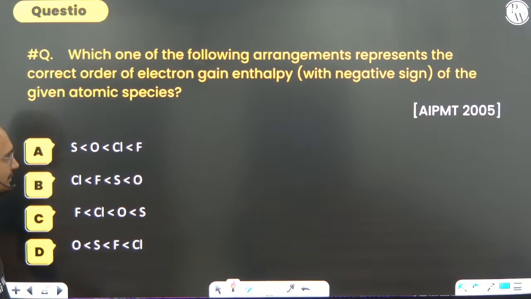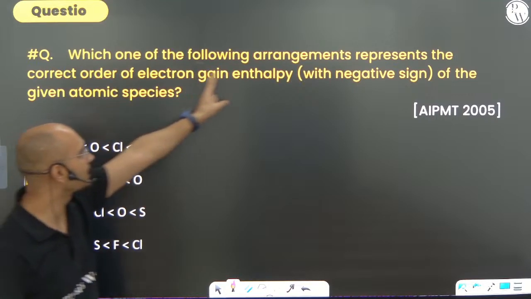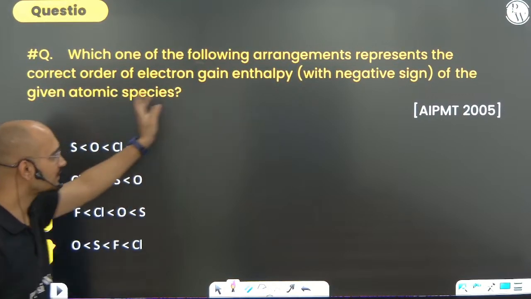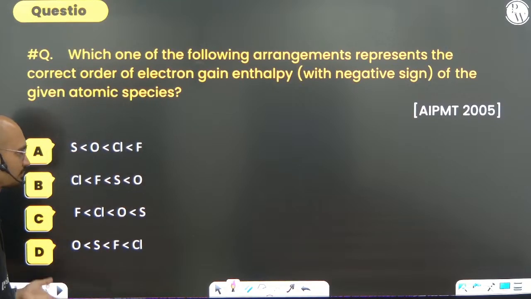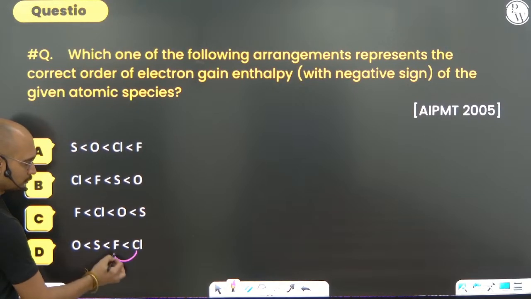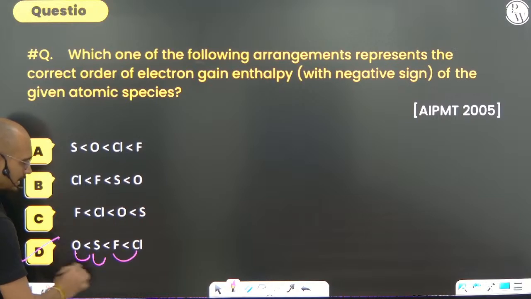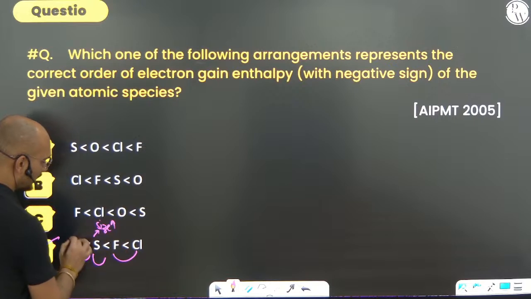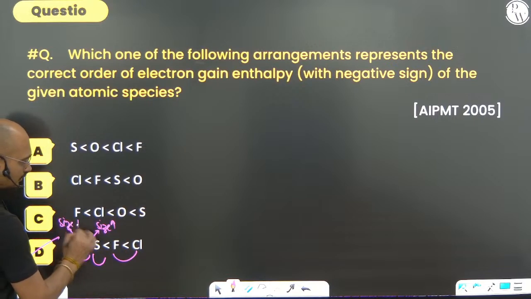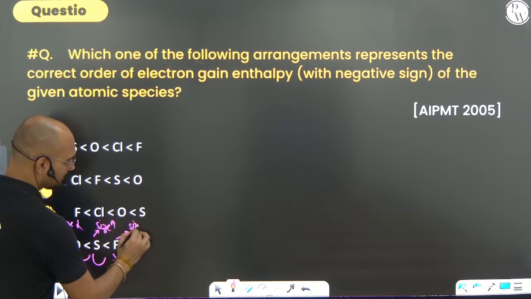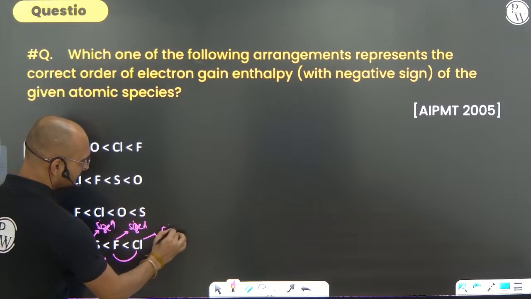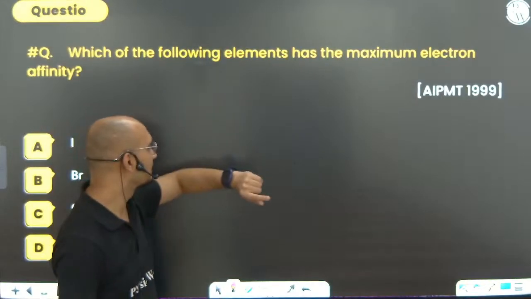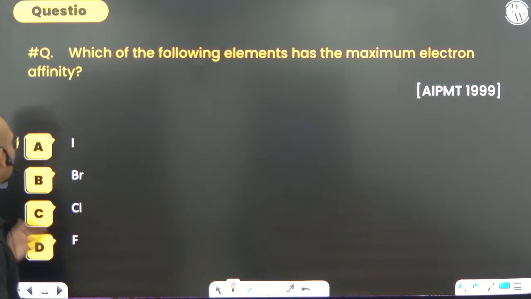They have metallic tendency. Next, which one of the following arrangements represents the correct order of electron gain enthalpy with negative sign? Look, chlorine's will be the highest, so chlorine is more than fluorine, which is more than sulfur, which is more than oxygen. I have told you why this happens: because sulfur's size is more, while oxygen has a small size. Same thing, fluorine's size is small, while chlorine has a larger size. That's why this happens. Next, which of the following elements has the maximum electron affinity?